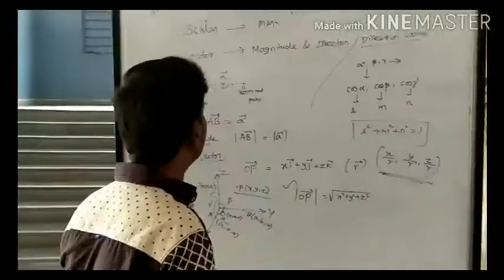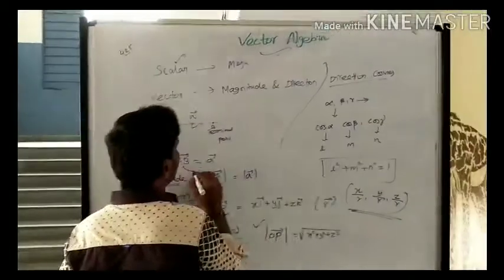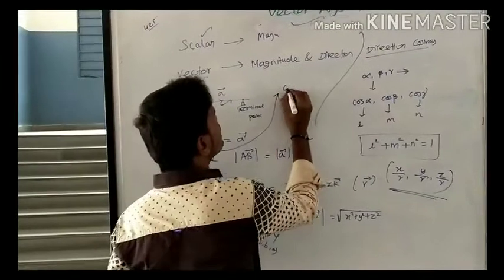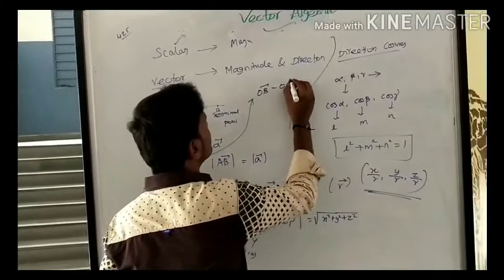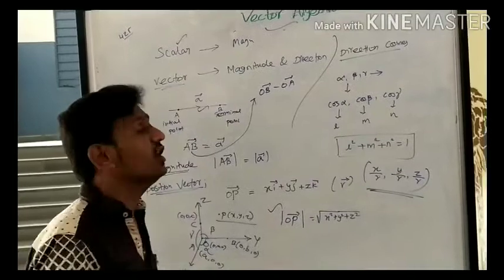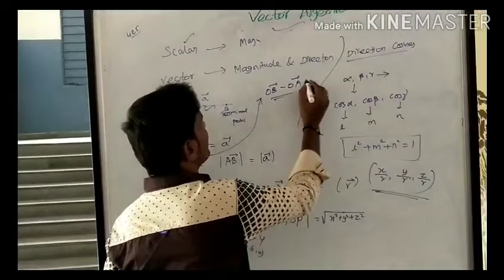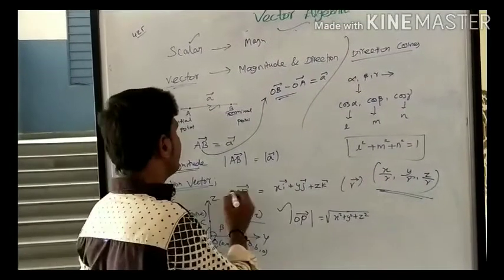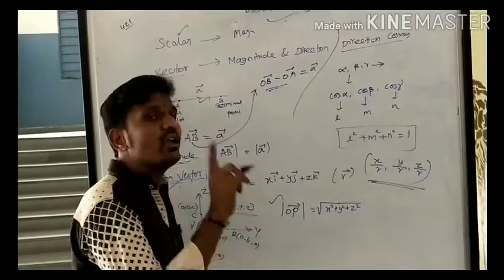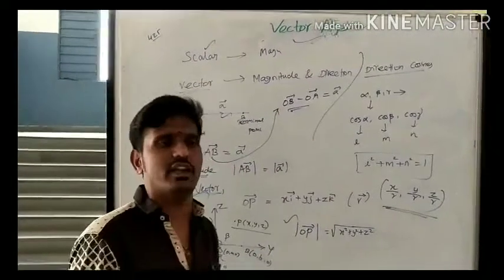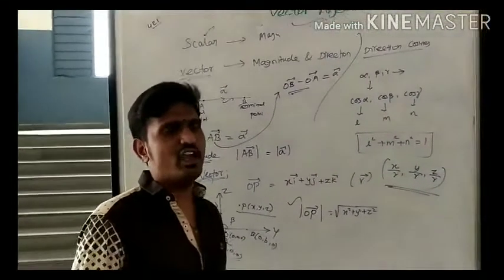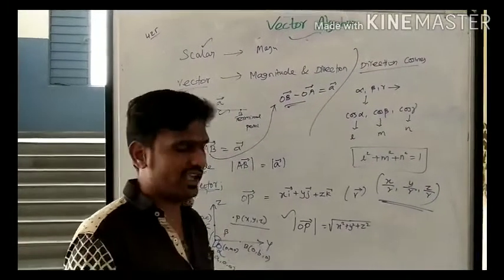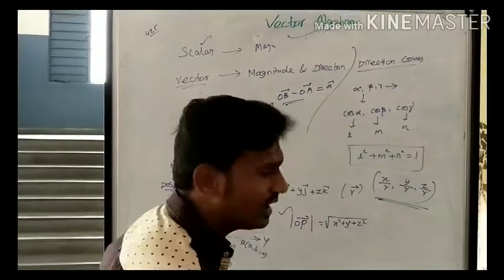And one more thing I want to say. For the AB vector, we are going to mention OB minus OA. Wherever they are given, the position vectors are always mentioned as OA, OB, OC, OD, this kind of quantity. So with those position vectors, we have to write the vector AB equal to OB minus OA. Okay, nice.